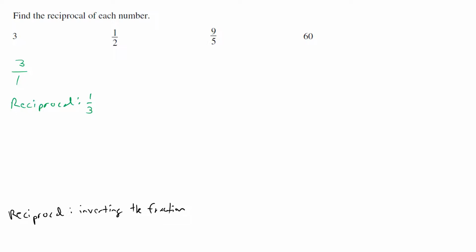All right, next up, 1/2. The reciprocal of 1/2, we're going to invert the fraction. We're going to swap numerator and denominator. So this is 2 over 1, and we can simplify that to 2 if we would like. So that reciprocal there is going to be 2.